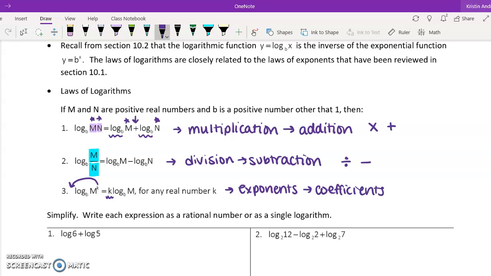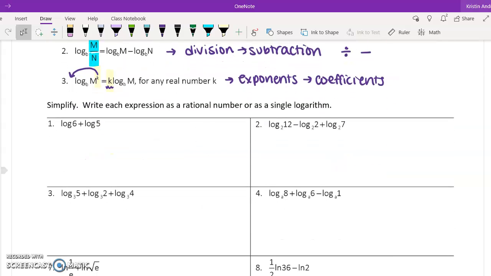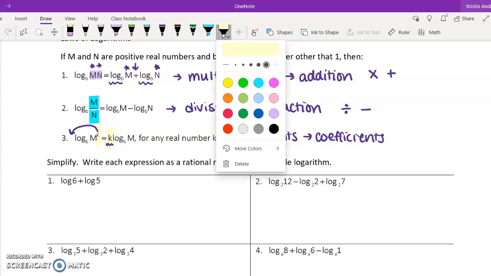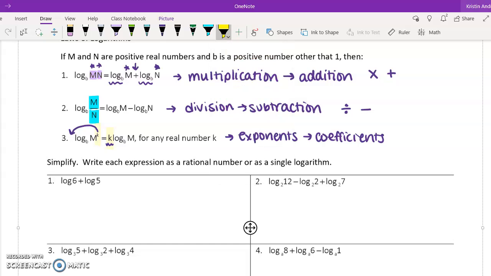And really, you can memorize these in either order. So like when I say coefficients become exponents, they're interchangeable: subtraction and division, addition and multiplication. So we're going to actually take these properties and apply them to what we're doing today. Like you can see in number one, we have an addition sign. So if I look through my rules, I see addition. What can I turn that into? Multiplication. And my directions are asking me to write the expression as a rational number or a single log.